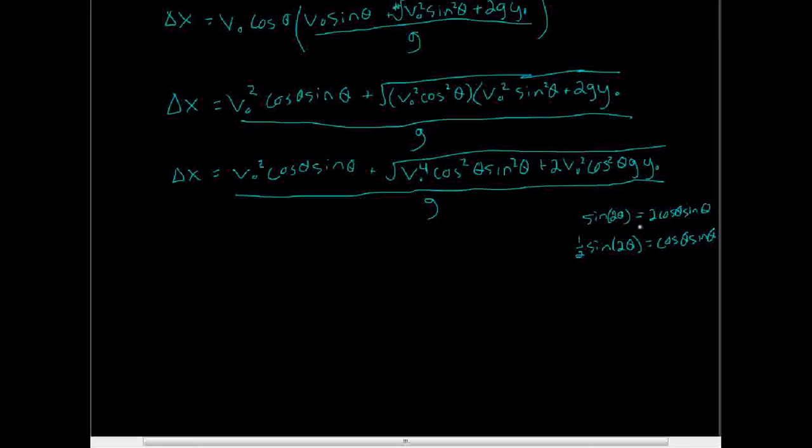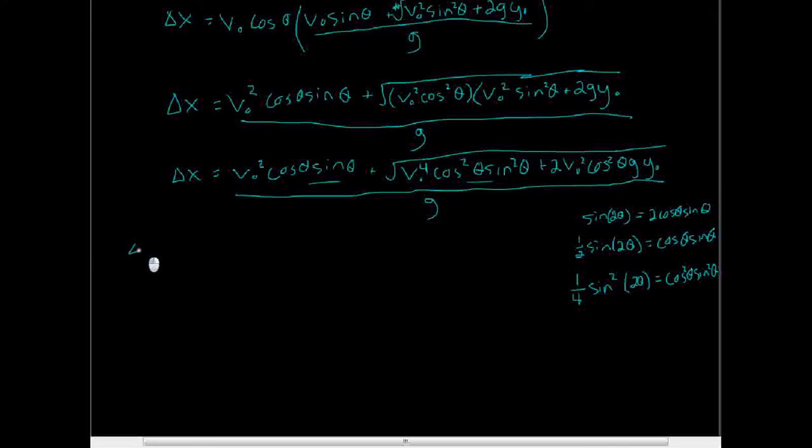Right? And also, I'm going to do another little trick. 1/4 sine squared of 2 theta is equal to cosine squared of theta sine squared of theta. And so I'm just going to make those substitutions in. The cosine squared sine squared will be in here. The regular cosine theta sine theta will be right here.